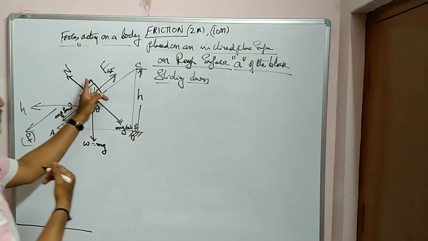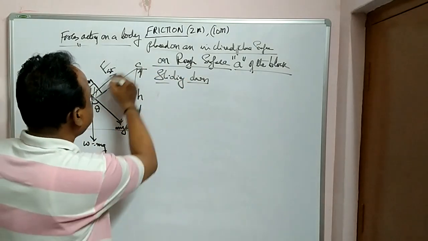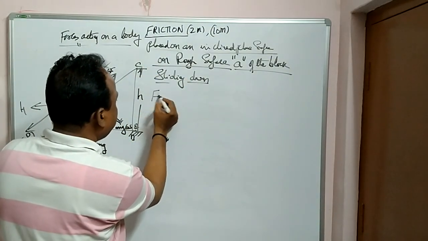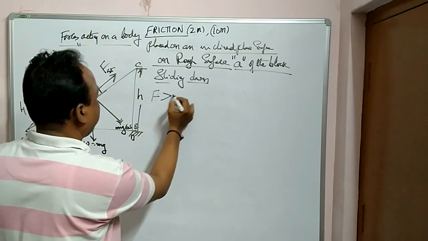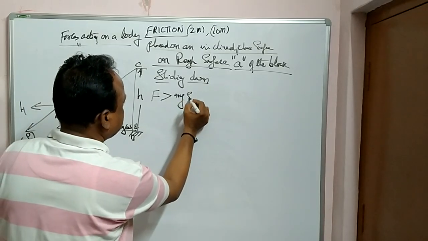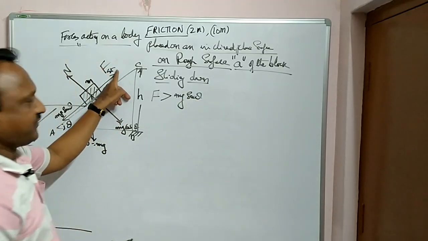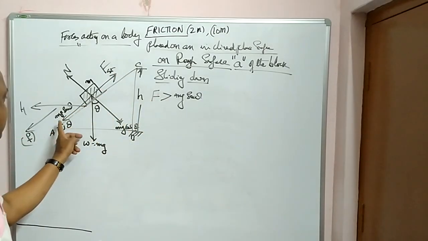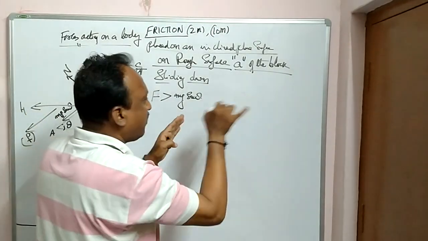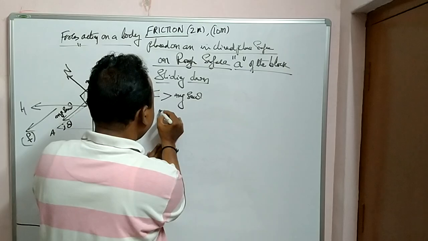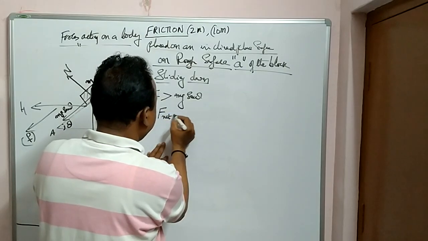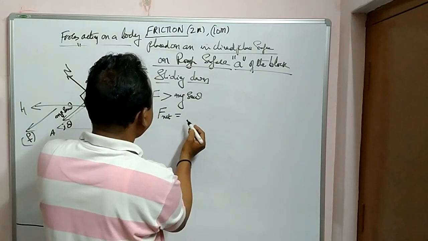Okay? Now suppose the body is going in upward direction, then what happens? If F external is greater than this component, what happens? The net force, the body will move in forward direction. That is, F net will be this force minus this force.